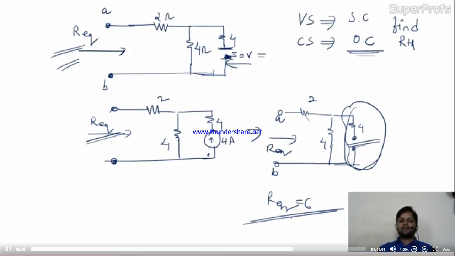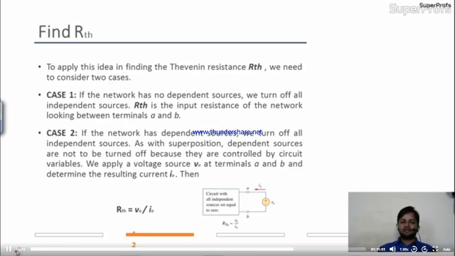Okay. Is it okay? But sometimes what happens, when you solve the circuit, we encounter case 2. Case first, I told you already about case first. If the network has no dependent source, we turn off all independent sources and then find out the RTH. RTH is the input resistance of the network looking between terminals A and B. Case first says this is the approach to find out the RTH.